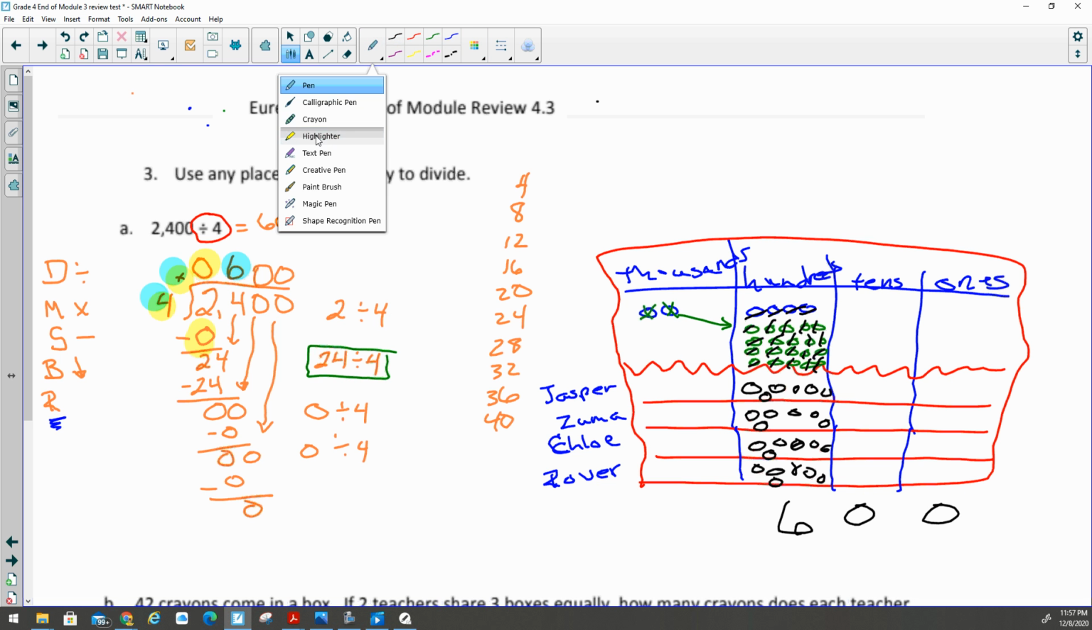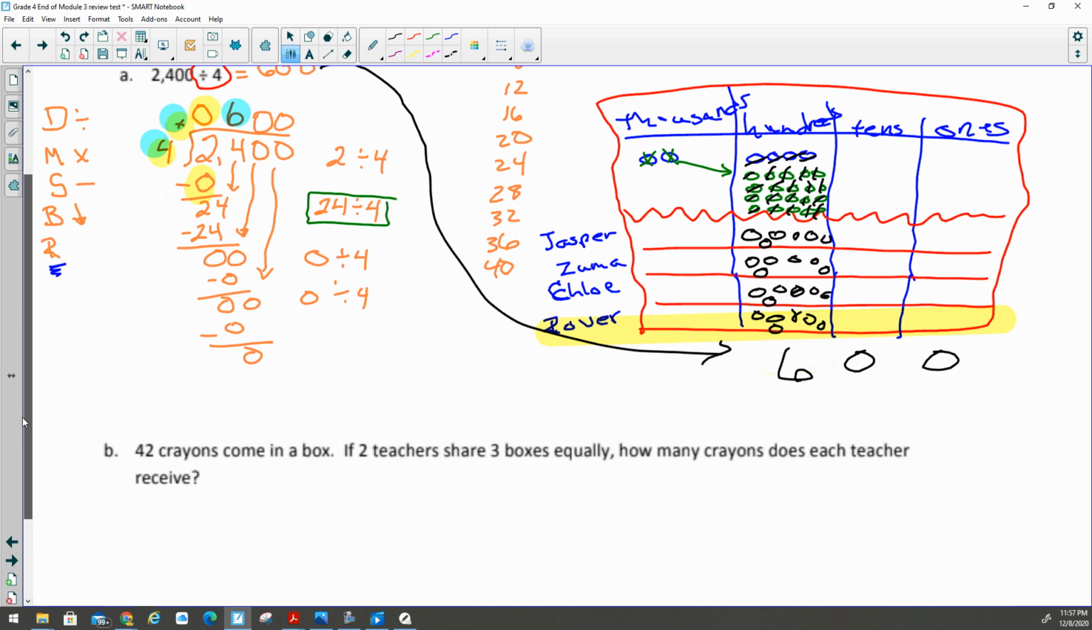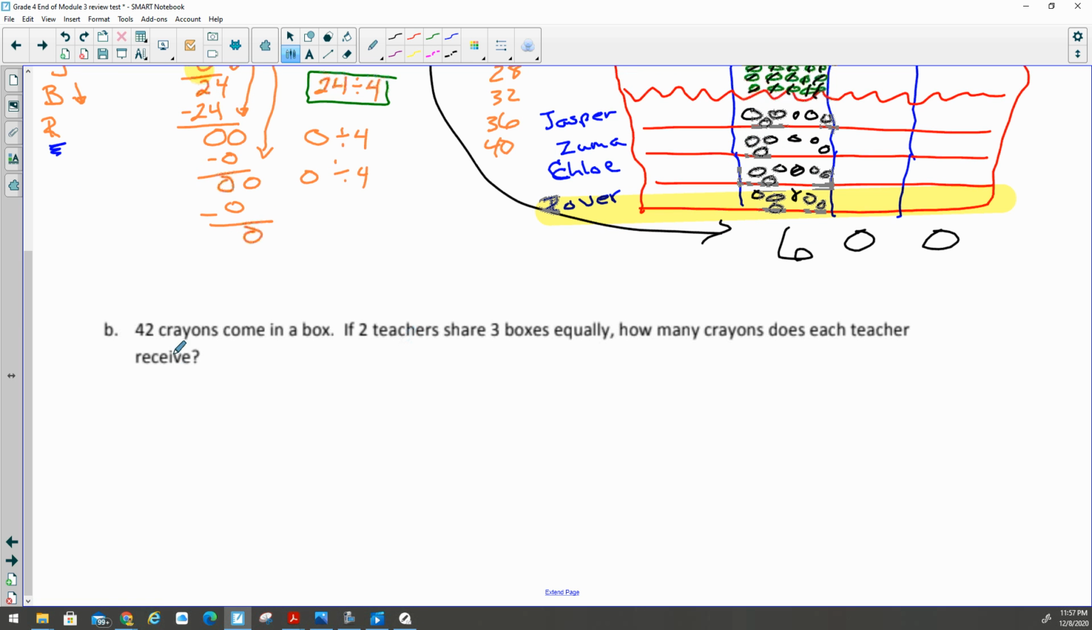Just a reminder that the answer is whatever one dog or one fighter gets, right? So one fighter got 600, and so we are good to go. If you want to write it, then you just have the answer, but check it out. It doesn't matter how you do it, right? When we use the standard algorithm, we got 600. When we used a place value chart in our fighters, we got 600, okay? And it said to use any place value strategy. So you use the one that works best for you. All right, here comes our next one.